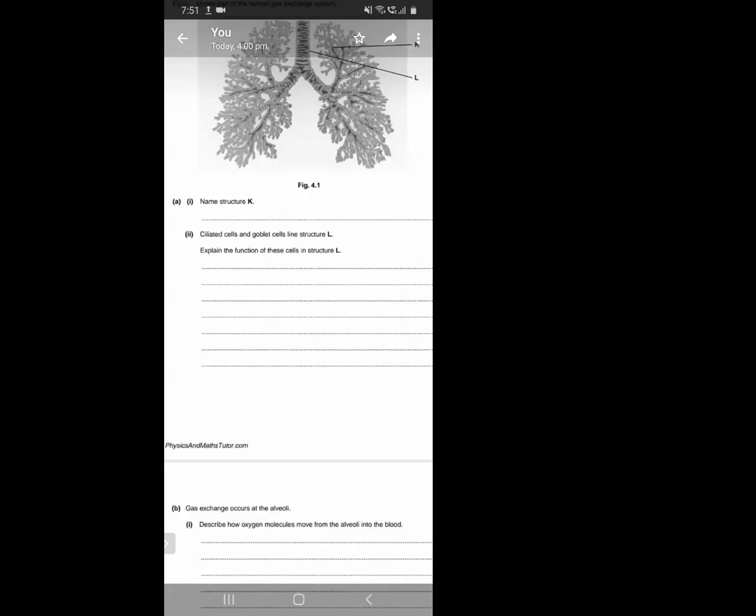So oxygen molecules move from the alveolar space, they dissolve into the film of moisture, and then they diffuse into the alveolar epithelial cells, and then they further diffuse through the endothelial capillary cell and eventually into the red blood cell, where it attaches to the protein hemoglobin. So that would do. Okay, Jazakallah khairan, Nawal.